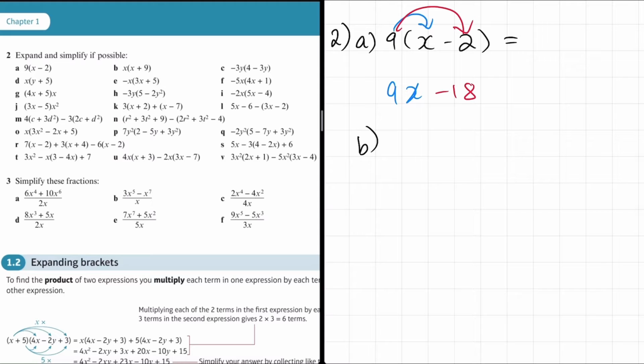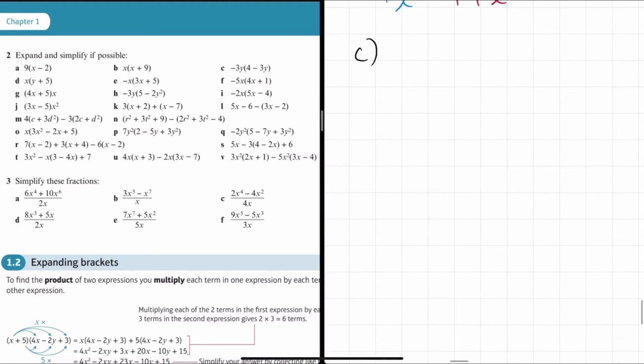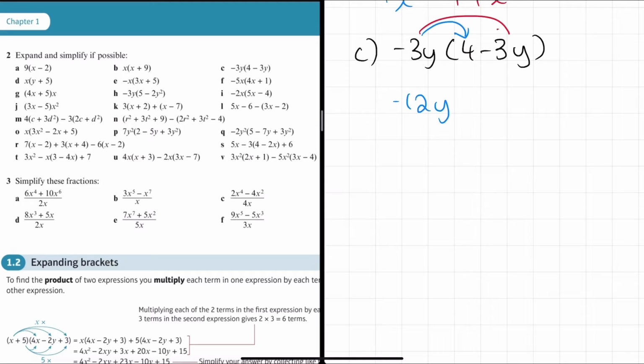B. X times x plus 9. Same again. X times x is x squared. And x times 9 is 9x. C. Minus 3y times 4 minus 3y. So minus 3y times 4 is minus 12y. And minus 3y times minus 3y, a negative and a negative is a positive. So we've got plus 9y squared.